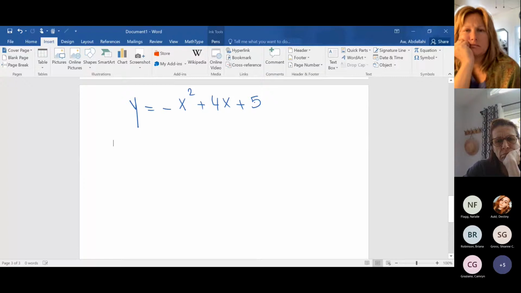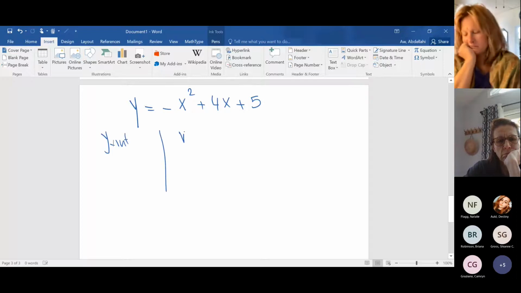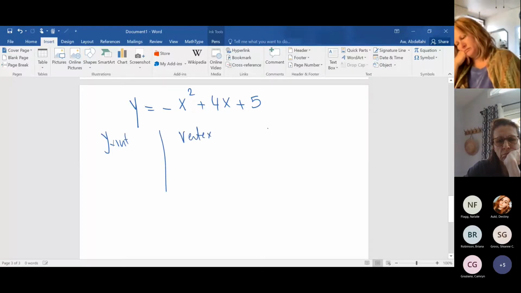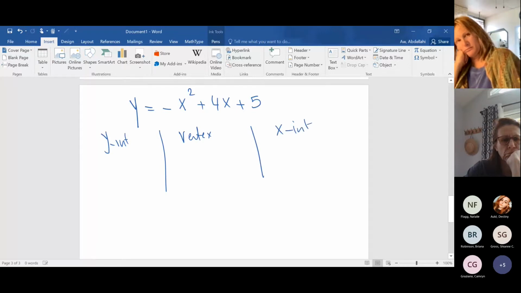So I'll give you some good 5 minutes, everybody. Try to find the y-intercept, the vertex, and the x-intercept. All right, go ahead.